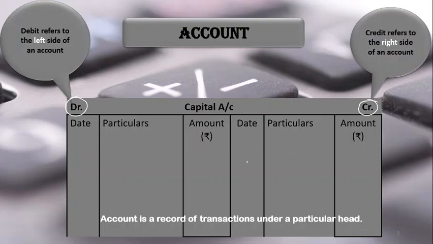Now we'll understand why we call them debit and credit, what we are going to write on the debit side, and what will be written on the credit side. According to the nature of the account, we have the importance of debit and credit. So now we are going to understand the classification of accounts and the rules related to them.